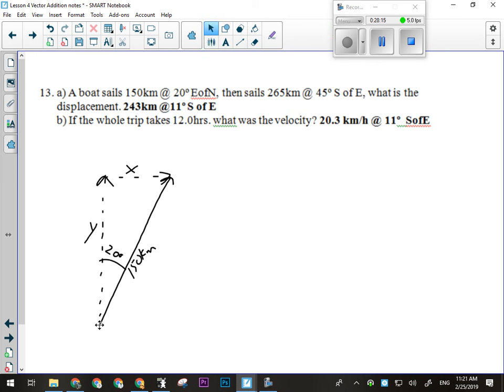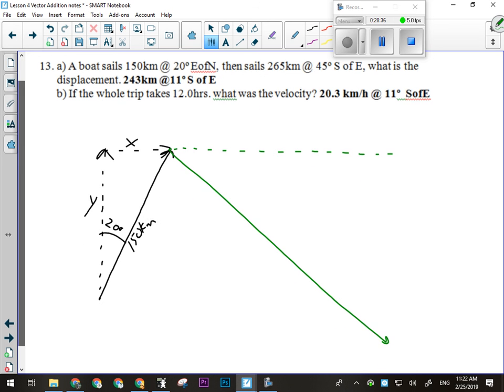Okay. Then I draw the next vector on the head of the first. And my next vector is 265 kilometers, so a much longer line, 45 degrees south of east. So my reference direction is east. Okay. I need to go 45 degrees south of that. Okay, something like that. Might even need to be, yeah, that's about right. Okay, so here's my x component, here's my y component. X is going east, y is going south. This is 265 kilometers long. Okay, this is my 45 degree angle.